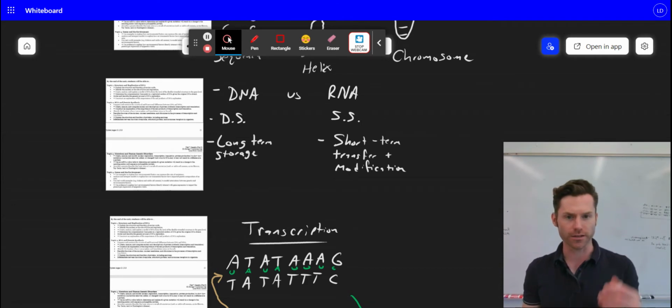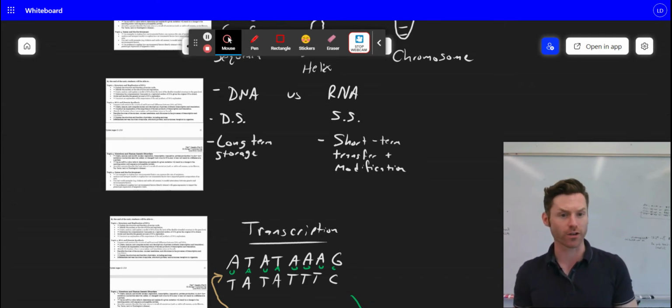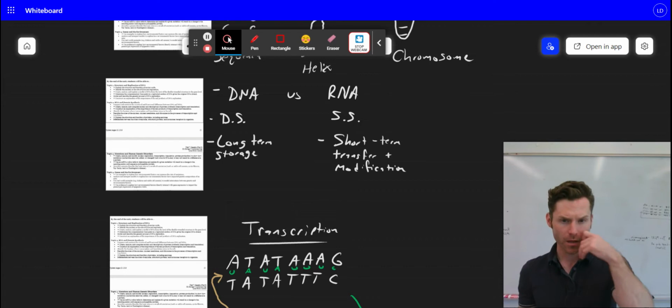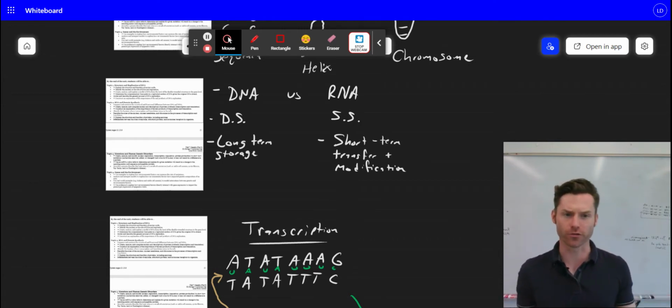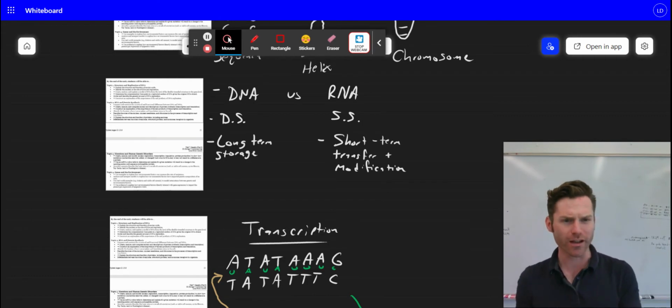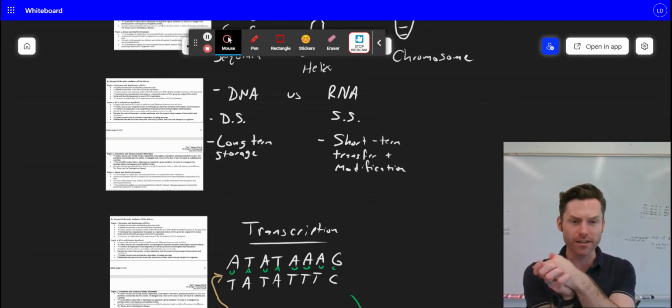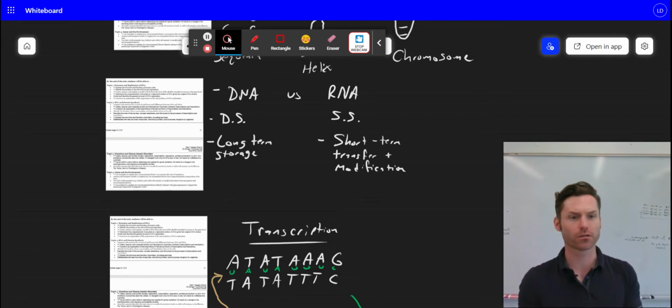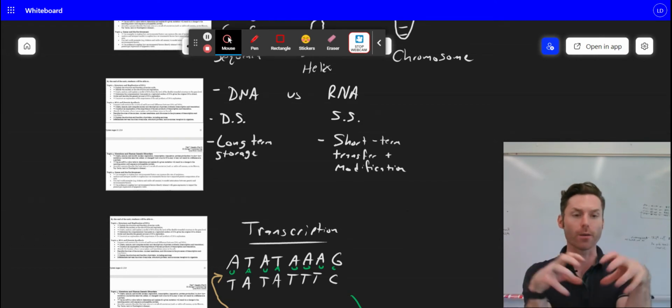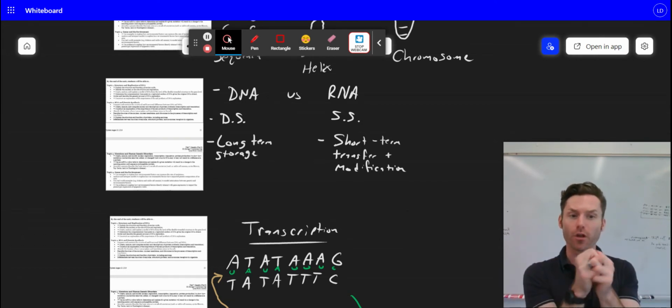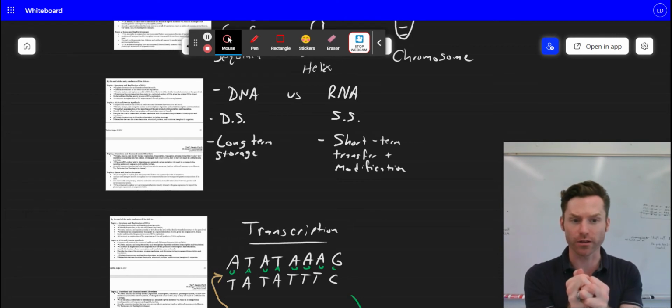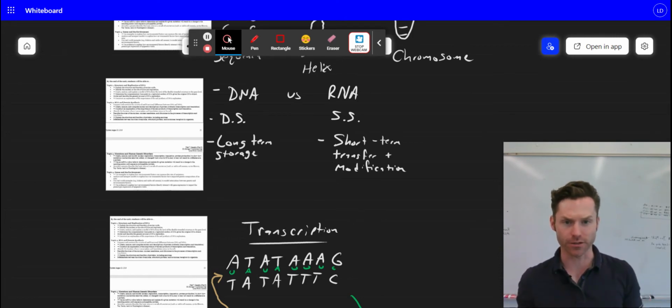And so here you see I listed the function as being short-term transfer, which is what we usually think of. But there's also modification roles that RNA play in the expression of genes. And so some RNAs block DNA transcription. Some RNAs will glob onto mRNAs and slow them down so they don't get expressed as quickly. So there's a lot of different things that RNAs are doing.